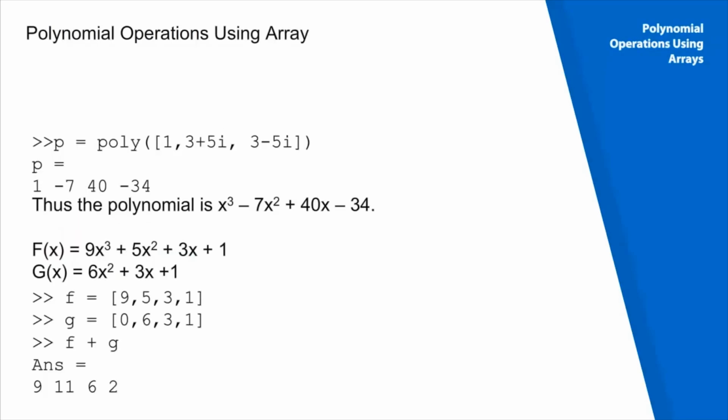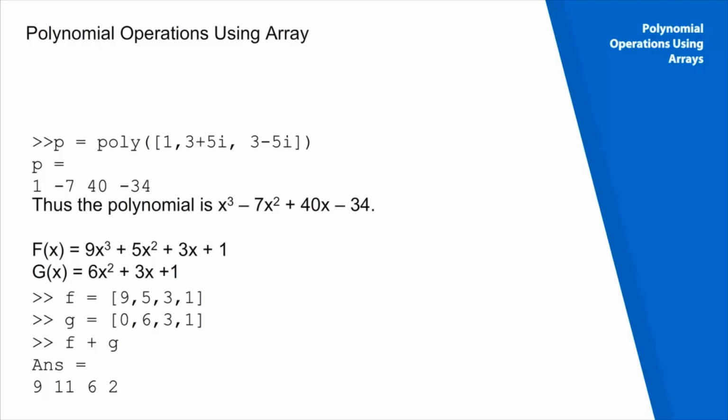Now, polynomial operations using arrays. MATLAB has some convenient tools for working with polynomials. The poly(r) function computes the coefficients of the polynomial whose roots are specified by the array r. The result is a row array that contains the polynomial's coefficients. For example, to find the polynomial whose roots are 1, 3 plus 5i and 3 minus 5i, we can write p as poly, calling the function poly and passing these roots as a vector as shown.